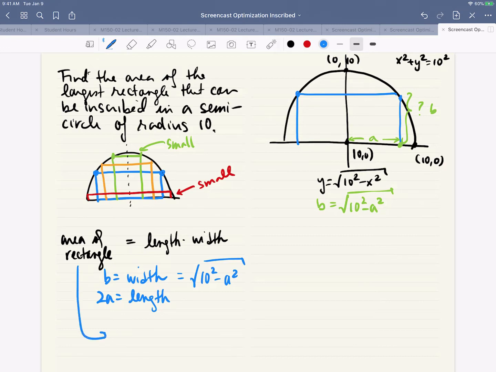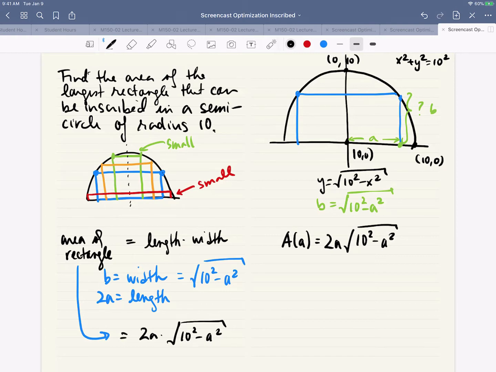So what does that tell me that the area of my rectangle is? Well, area is length times width. Length, I said, is 2a. Width is the square root of 10 squared minus a squared. So there's the formula for the area of my rectangle. Let's call that A of a is 2a times the square root of 10 squared minus a squared. And here, a is really like the half length, looking at my picture.